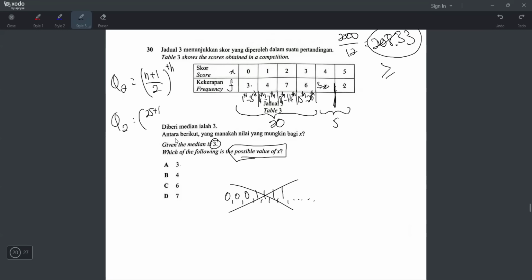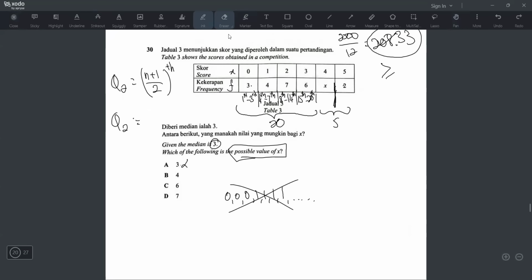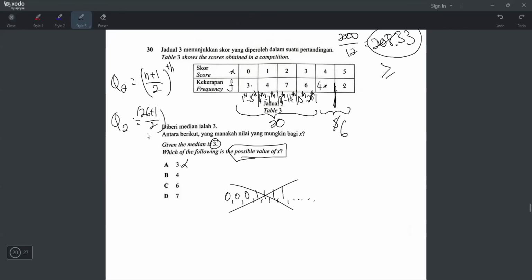So erase everything, and then try with B. So imagine now for B, the X is 4. So padam ni, ini jadi 4. That means the total here becomes 6. So the bilangan data jadi 26. So your median position is 26 plus 1 divided by 2. So tekan this, you will get the position. My calculator gives me 13.5.